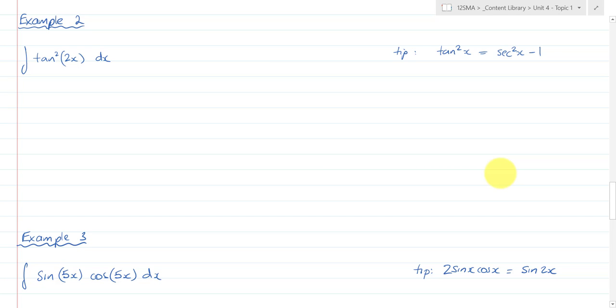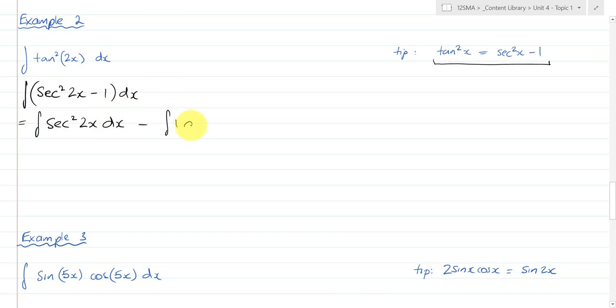But in example 2, I've got the integral of tan squared 2x dx. And I'm going to use this substitution here, which is just one of our Pythagorean identities, because I know that my table of integrals or my formula sheet has an integral available for sec squared x, but not for tan squared x. So tan squared 2x is equal to sec squared 2x minus 1 with respect to x. And this can be written as, and you don't have to do this step, but I'll separate it, sec squared 2x dx minus 1 dx.